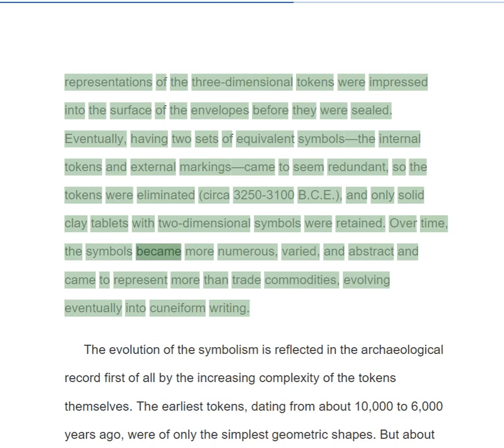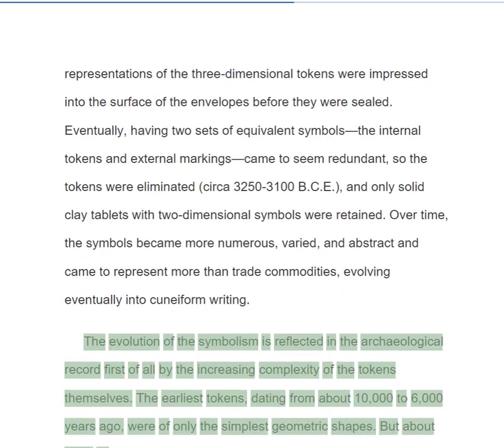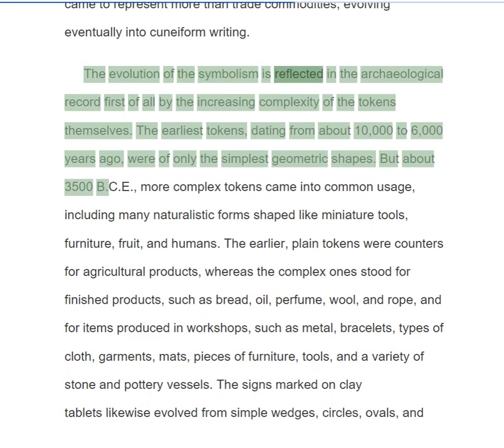Over time, the symbols became more numerous, varied, and abstract and came to represent more than trade commodities, evolving eventually into cuneiform writing. The evolution of the symbolism is reflected in the archaeological record first of all by the increasing complexity of the tokens themselves. The earliest tokens, dating from about 10,000 to 6,000 years ago, were of only the simplest geometric shapes.